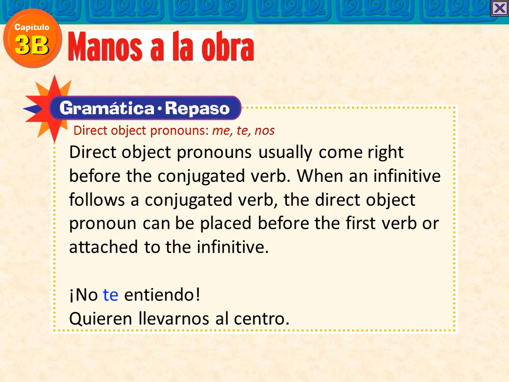Right. So like in this first example, no te entiendo, I don't understand you. The only choice for the placement for te is in front of entiendo. When we look at the next sentence, we have a couple choices. We can say, quieren llevarnos al centro, they want to bring us downtown, or you could take the nos and put it in front of quieren. Nos quieren llevar al centro. Right. Perfect.